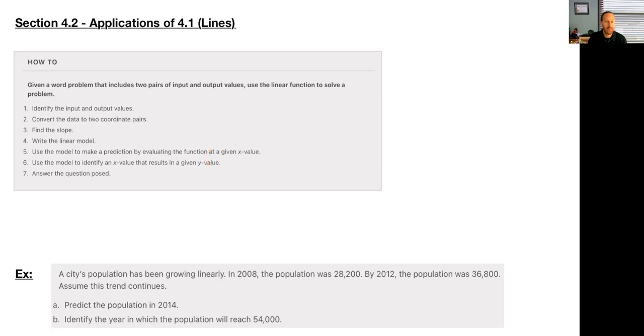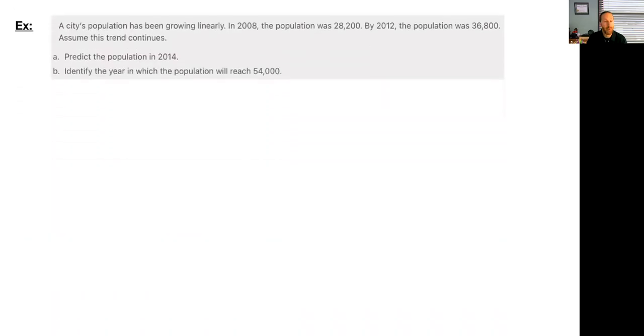And then lastly, what if they did it in reverse? Can we find an x value given a y value, all right? And once you've done any and all of that, then just make sure you answer the question. Right? What did they ask us to actually find? So let's see if we can model this with an example.